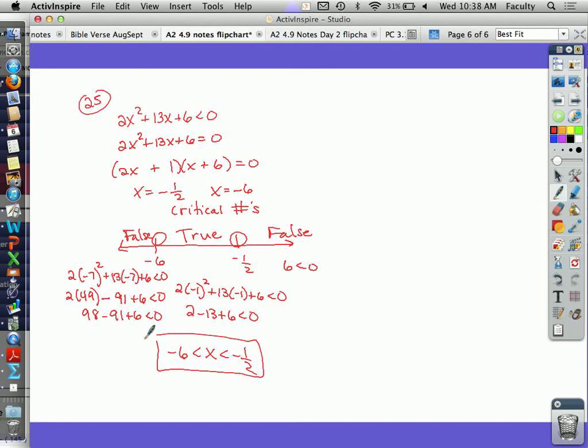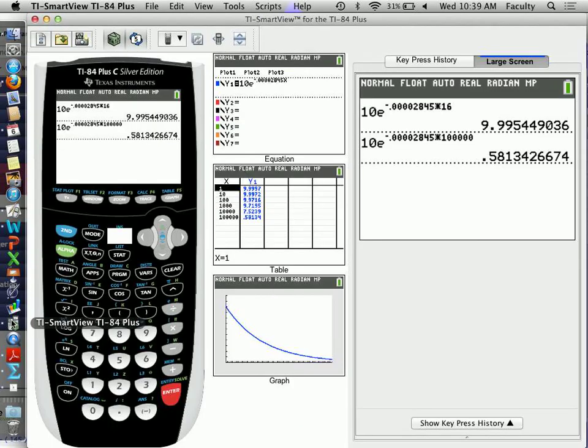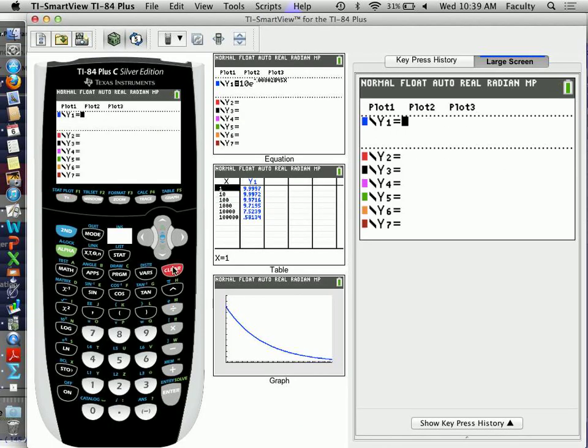Okay, questions on 23, 24, or 25? Okay, getting the hang of it with solving them algebraically. Now, I want to make a connection to the graph because we're going to do 26, 27, and 28. Okay, so if you guys will take your calculators out, and in your y screen, I want you to enter 2x squared plus 13x plus 6.